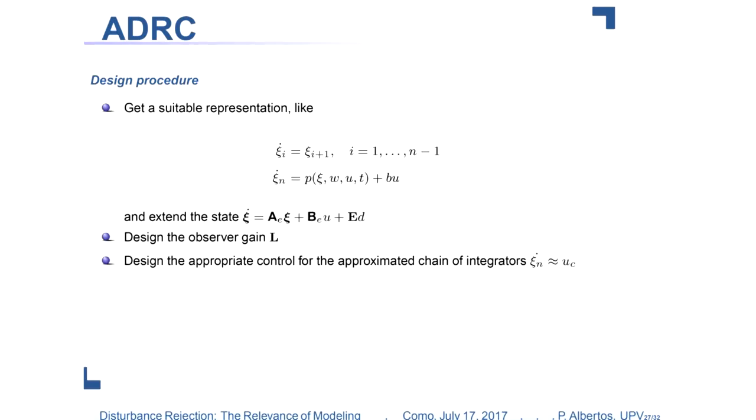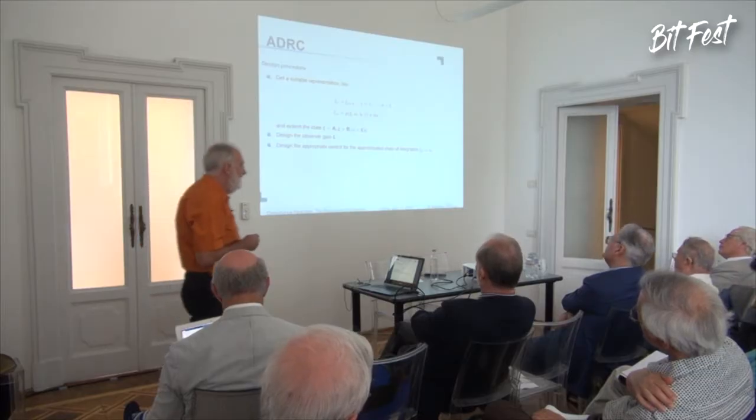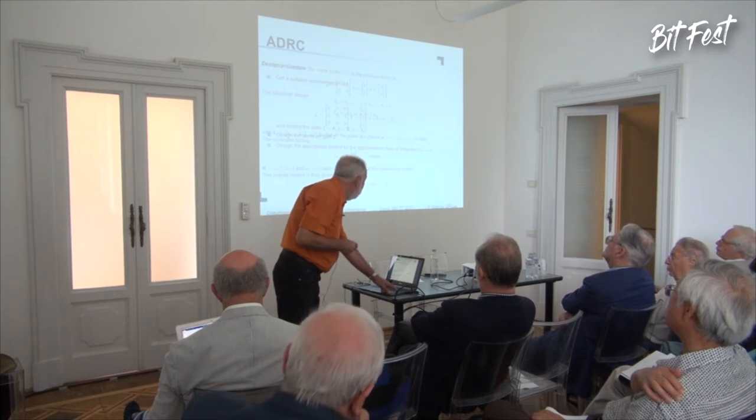So the design procedure is: we get a suitable representation like this one. Then we extend the state. We design the observer gain. And we design the control for the chain of integrators. Of course, here, the key issue is the observer gain, other than the representation in this form. And we guess that this observer gain is related with the GF filter before and with the Q filter in the DOB in the case of linear systems.